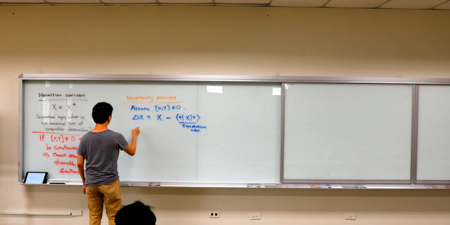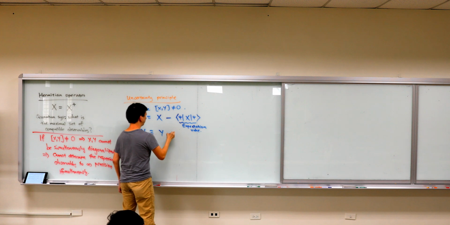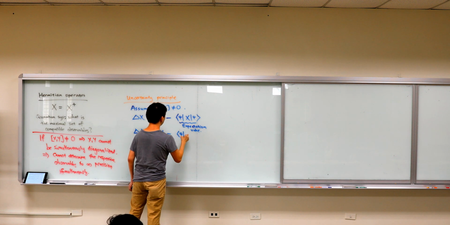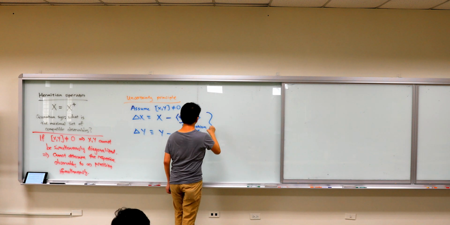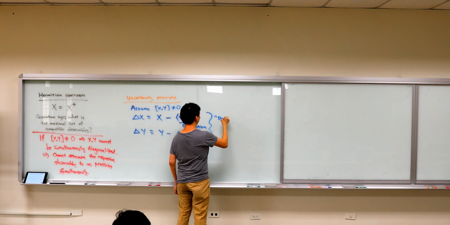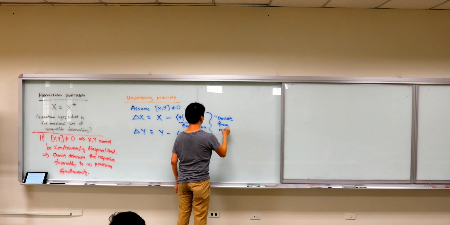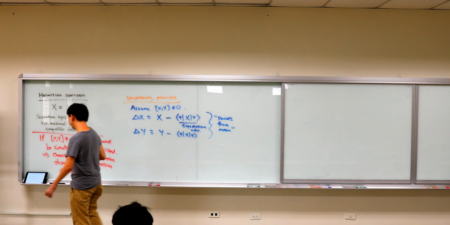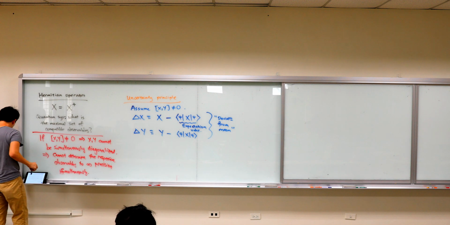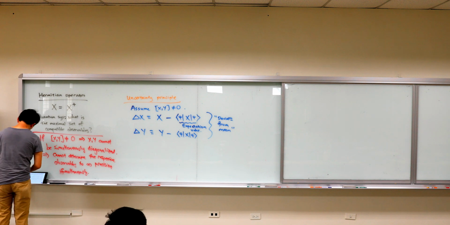And delta Y is similarly Y minus its expectation value. So it's kind of a deviation from the mean. Roughly, right? That's why I put it in quotations, because these are operators, so we have to first understand what we mean.